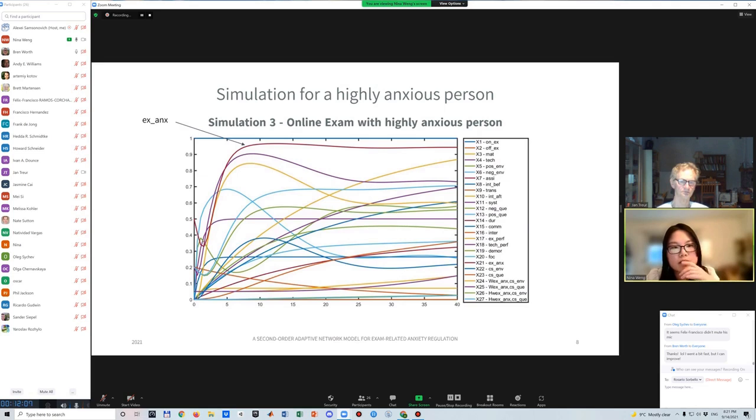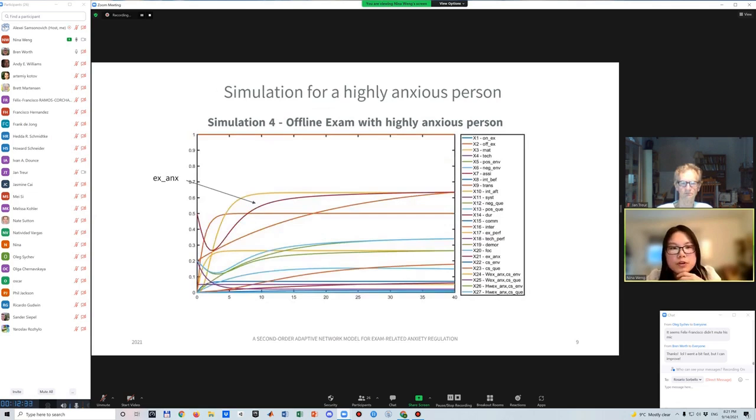Compared to the people with the average anxiety level, their exam anxiety level also rose a bit more quickly. That is because the control states here stay at quite a low value. The same situation also happens for the offline exam setting, where, just as in the previous simulation, the anxiety level for the offline exams is a little bit lower than the online exam because people are more used to this kind of exam setting. But still, the control states do not work as well as before.